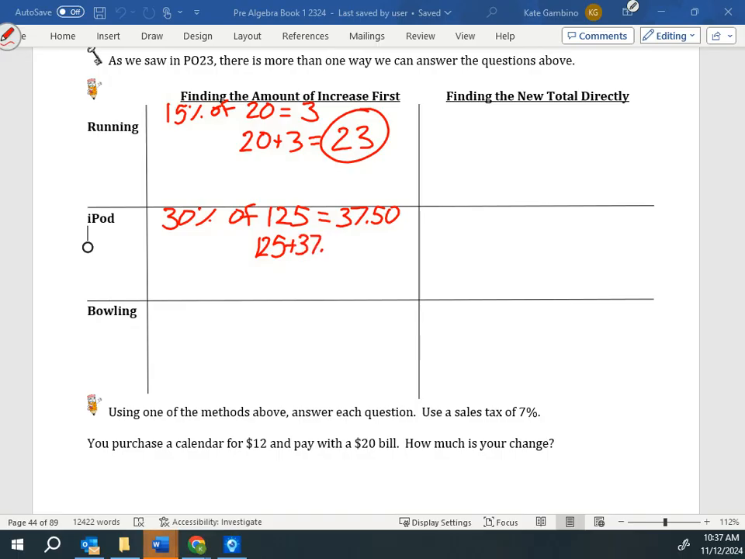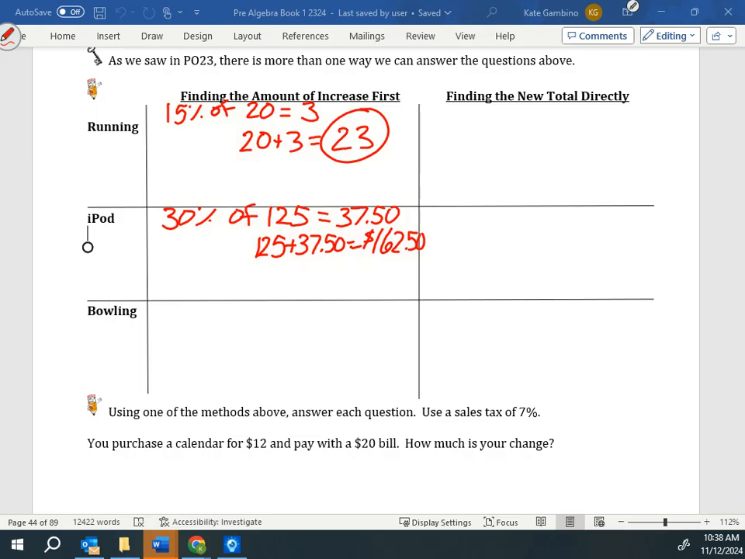$125 plus $37.50, and we get $162.50. This is money, so yes, you should have the dollar sign. Yes, you should go to the hundredth place, right? Because for our cents, we always go to the hundredth place. So we would sell that iPod for $162.50 if we want a 30% profit.